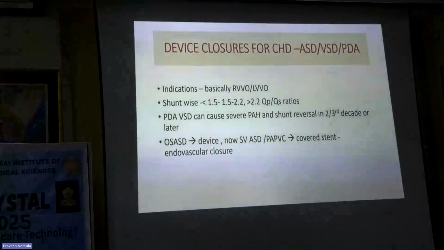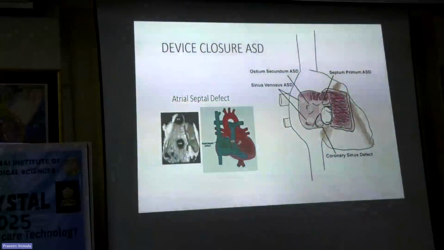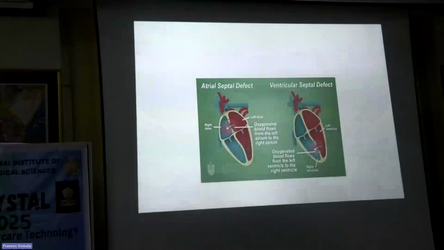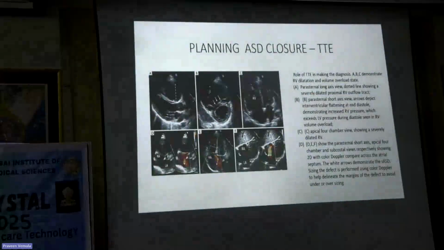Device closures have not been seen very clearly in talks today by either of our speakers because they were more on echo. But then they were mentioning this. So I was mentioning this initially that if the shunt is more than 2.2, it needs to be done. A very straightforward procedure. That is ASD closure. Who needs it? A shunt of more than 1.5 to 1.